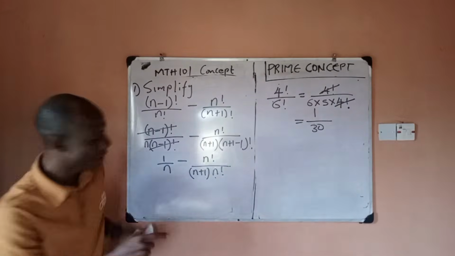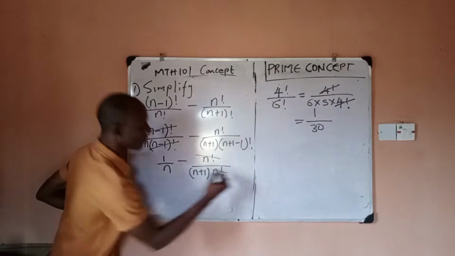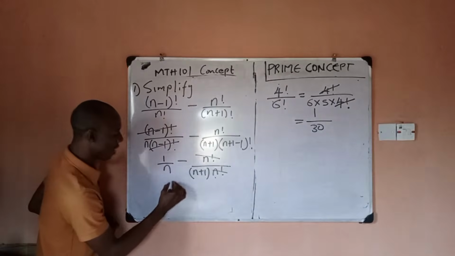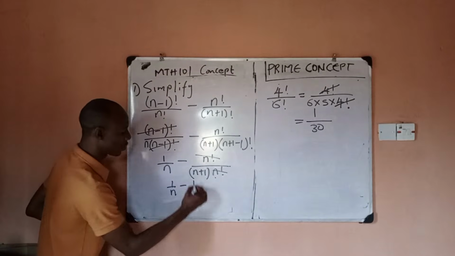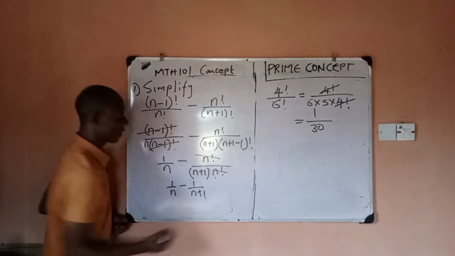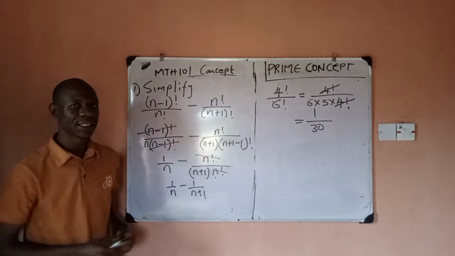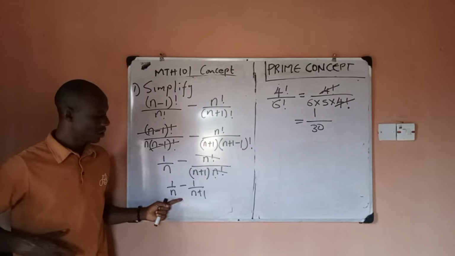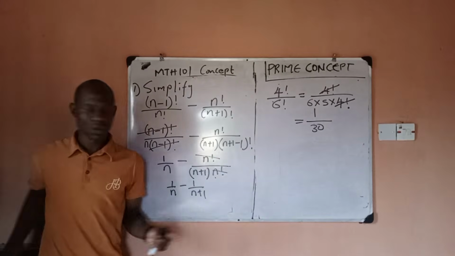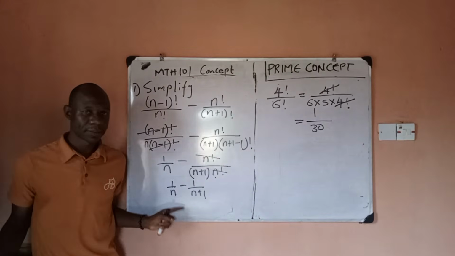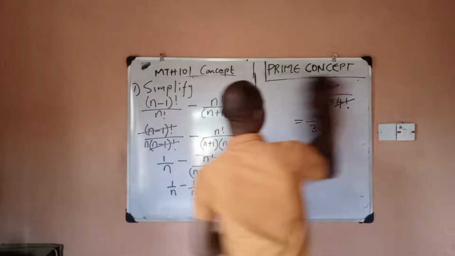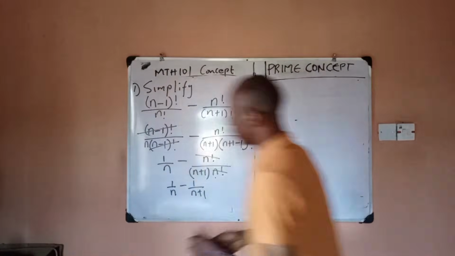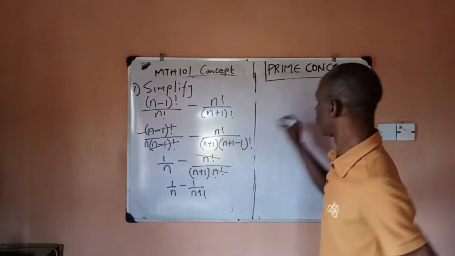What are you seeing again? N factorial will fizzle n factorial. So I have 1 over n minus 1 over n plus 1. Right? Can I leave my answer this way? Yes, but in the question that I gave, this is not in the option. So what they did is that they got LCM. So what is the LCM going to be? The LCM between these two things.